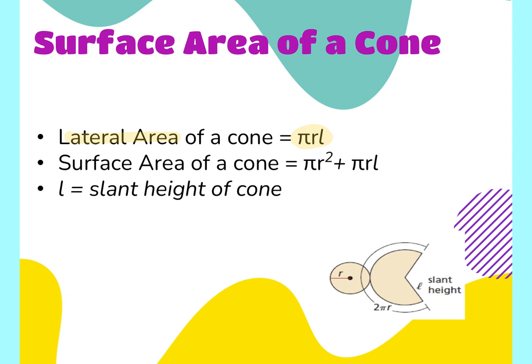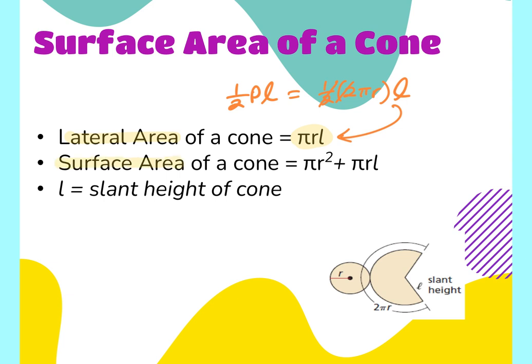And this is derived from 1/2 perimeter times slant height. How do I find the perimeter of a circle? 2 pi r. It'd be 2 pi r. So 1/2 times 2 pi r times the slant height. And the 1/2 and the 2 cancel. And that's where this guy comes from. So pi r L is the lateral area of a cone.